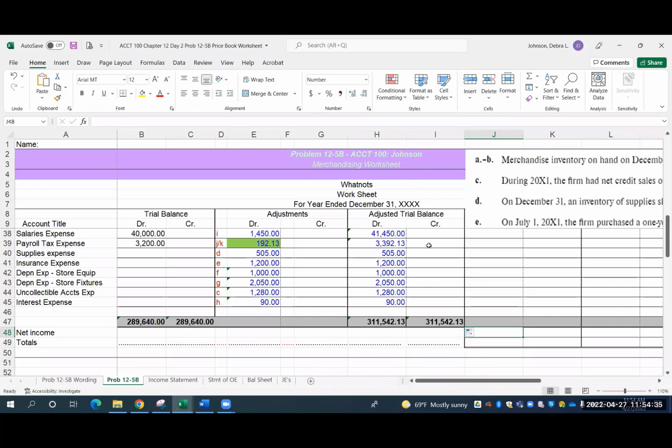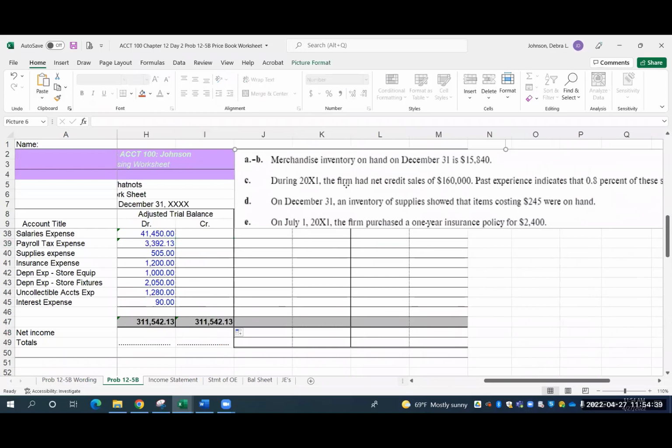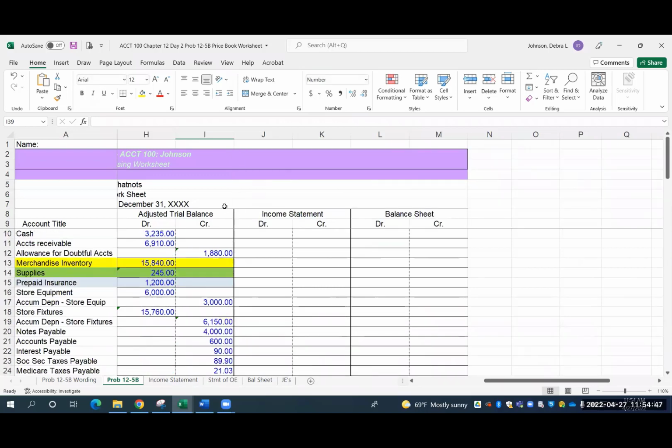The last part of the worksheet, just like we learned in chapter 5, I'm going to move these adjustments now. I don't think I need them anymore. Let's see if I can get rid of them. The last part of this worksheet is you got to decide, does it go to the income statement or does it go to the balance sheet? So it goes to one or the other, not both, right?